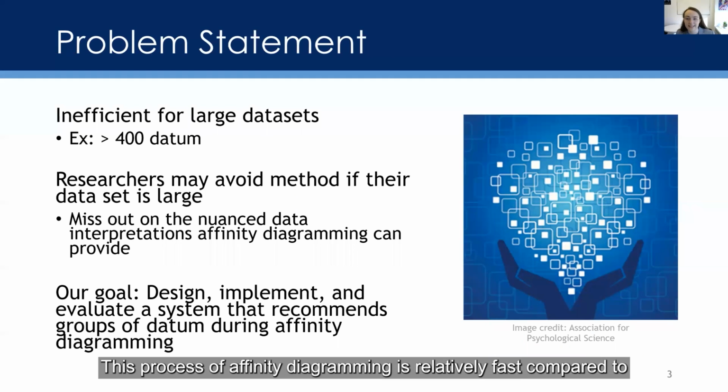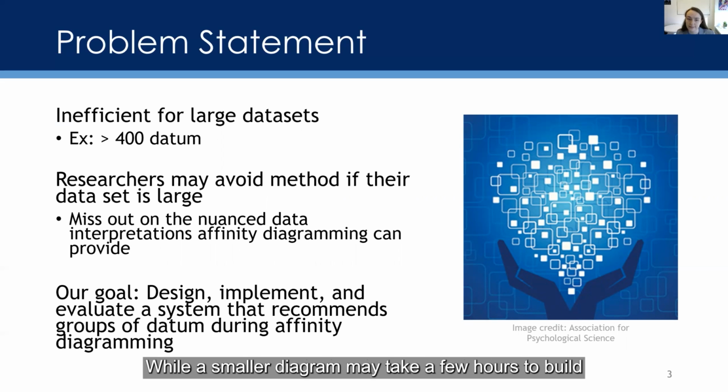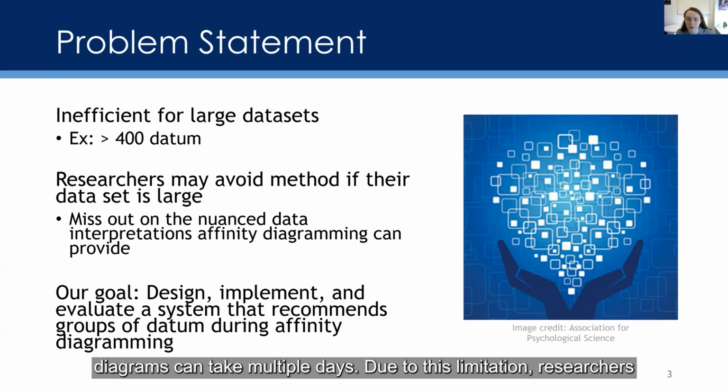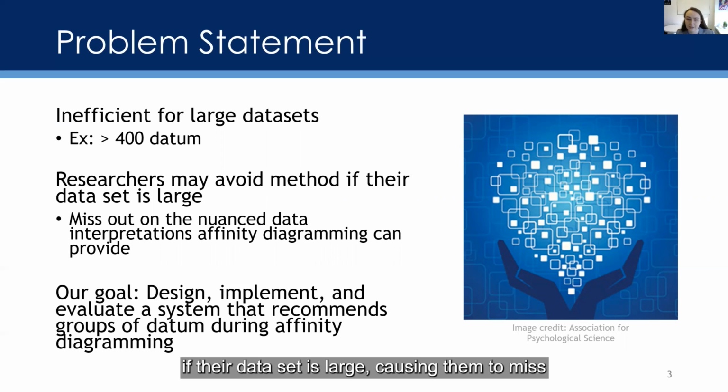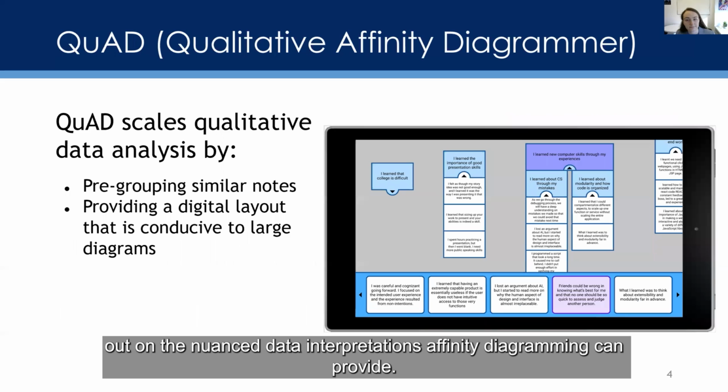This process of affinity diagramming is relatively fast compared to methods such as qualitative coding. However, for large data sets, the diagramming process is inefficient and overwhelming. While a smaller diagram may take a few hours to build, larger diagrams can take multiple days. Due to this limitation, researchers may avoid affinity diagramming if their data set is large, causing them to miss out on nuanced data interpretations affinity diagramming can provide.